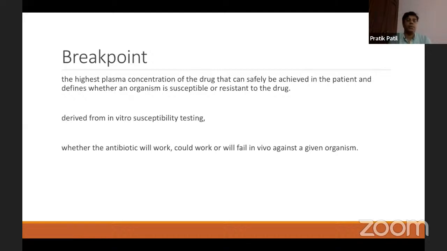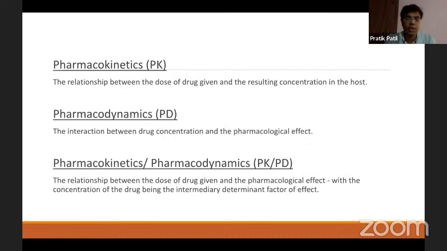Now the breakpoint is the highest plasma concentration of a drug that can be safely achieved in the patient. So this is what we need to know in vivo, and it defines whether the organism is susceptible or resistant to the drug. Basically, the MIC needs to be lesser than the breakpoint for a particular antibiotic to work in a given individual. It is derived from in vitro susceptibility testing, and whether the antibiotic will work or fail in vivo against a given organism is decided by the breakpoint, as we discussed.